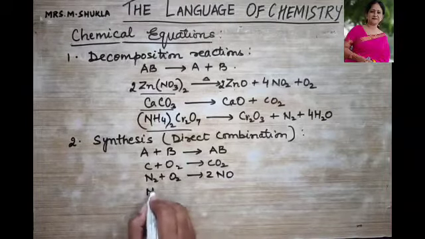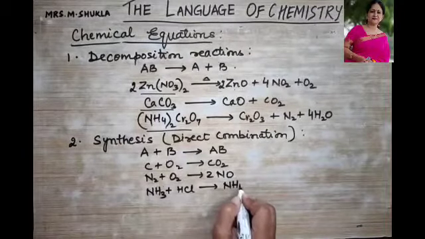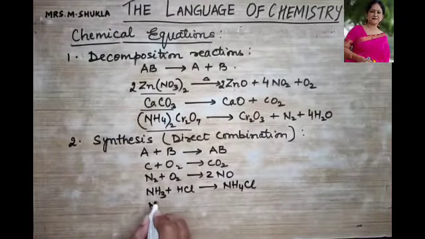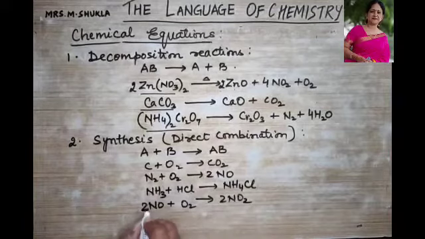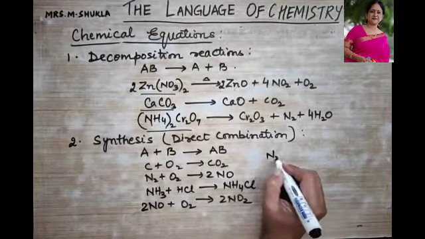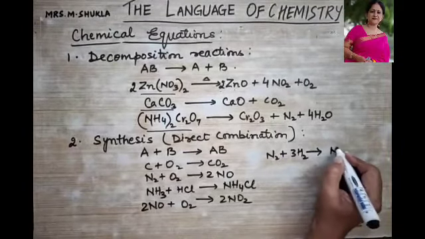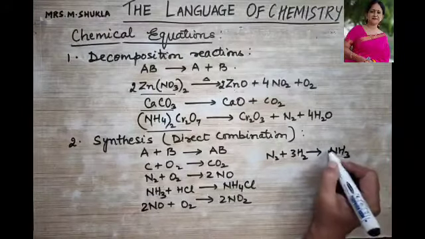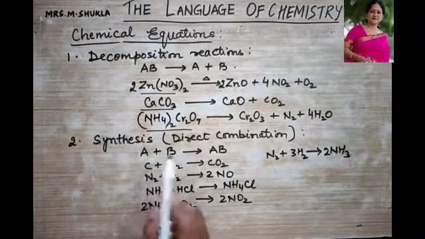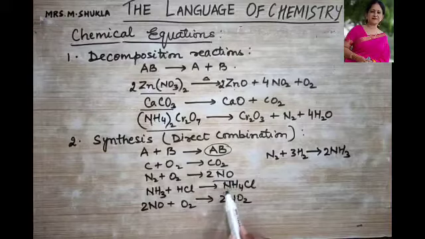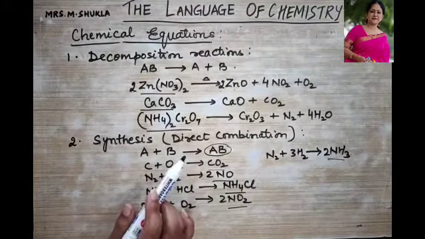Another example could be NH3 plus HCl giving NH4Cl, or NO plus O2 giving 2NO2, or N2 plus 3H2 giving 2NH3. Now how much is this? 2. Okay, so such reactions where only one product is formed are called synthesis or direct combination reactions.